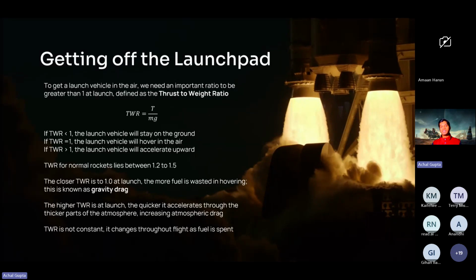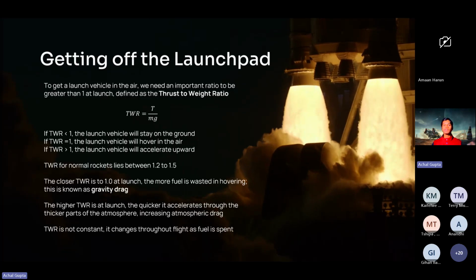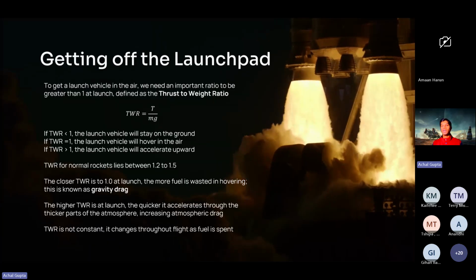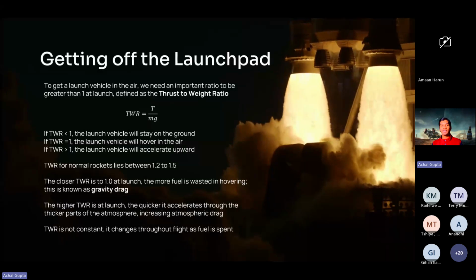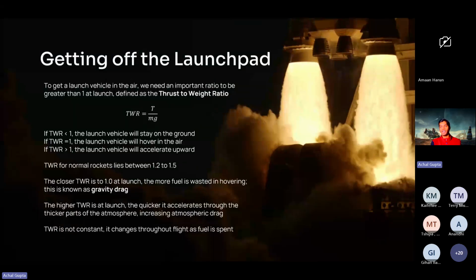Now, normally rockets have a TWR between 1.2 and 1.5. The reason for this is because if our TWR is too close to 1, like I mentioned, we will experience gravity drag. And as a result, we'll waste a lot of fuel just hovering as opposed to flying upward. But if our TWR is too high, then we accelerate too quickly, and then we waste fuel fighting against atmospheric drag.